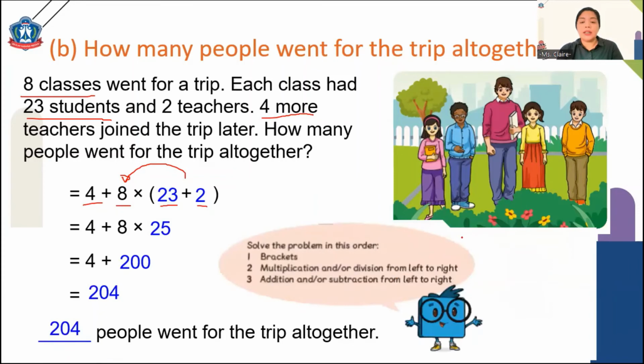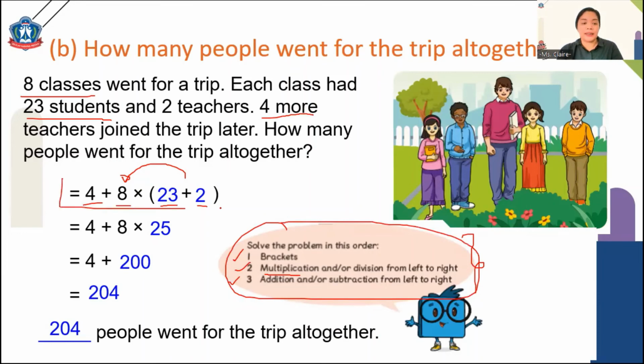Now, please take a look at this rule, or the steps in solving problems like this. First, we solve the numbers inside the brackets or parentheses. Next, we will do the multiplication or division from left to right. Next, we will add and subtract numbers from left to right. So these are the steps in solving a problem like this.